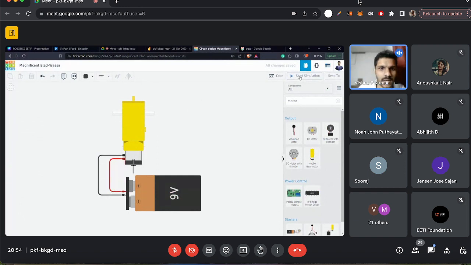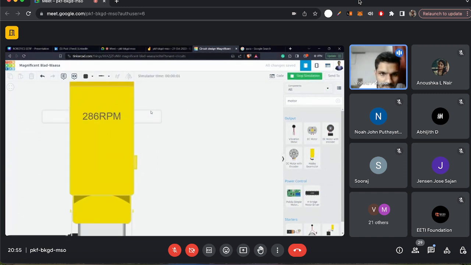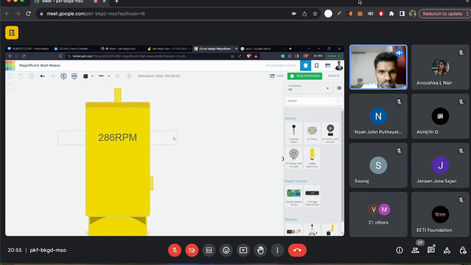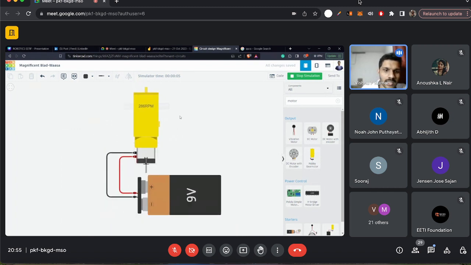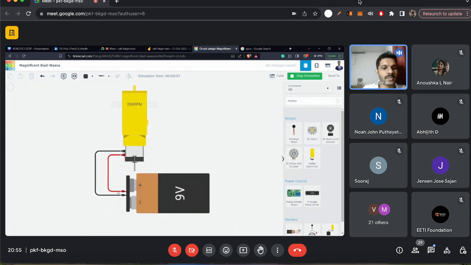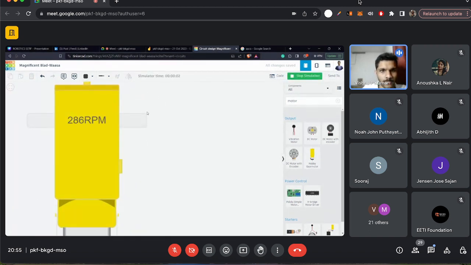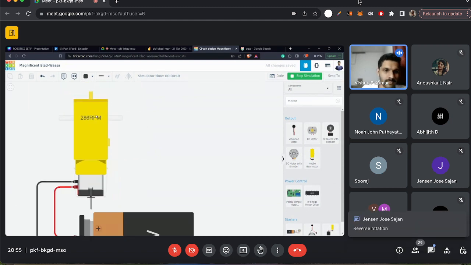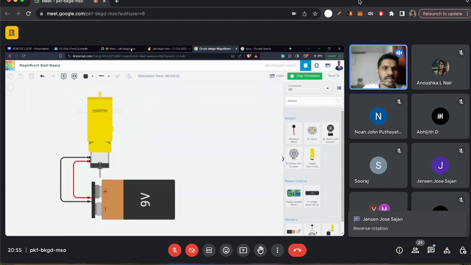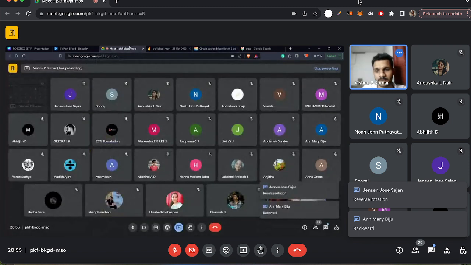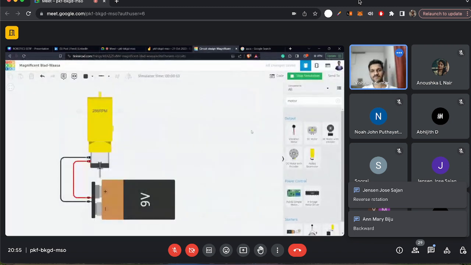So I'll just start the simulation for this one, and you can see this motor is rotating. Now if I reverse this polarity, what will happen? Now the motor is rotating forward, so we are getting a positive RPM. If I just swap positive and negative, what will happen? Reverse rotation. Yeah, exactly.